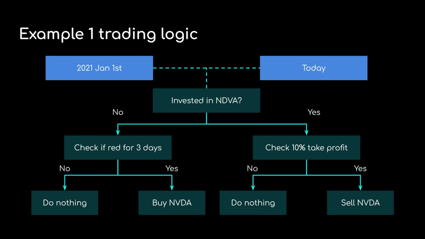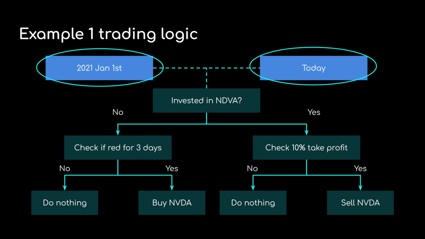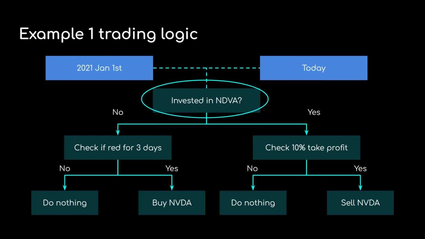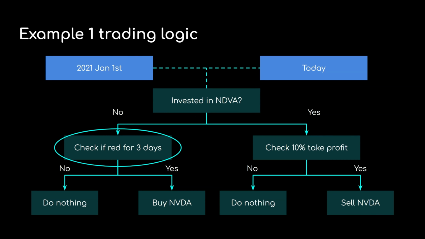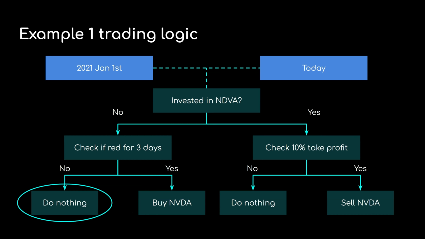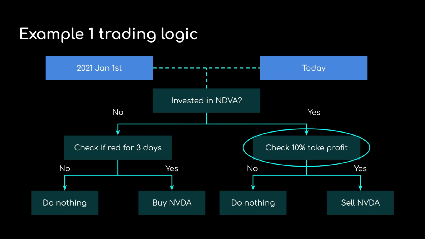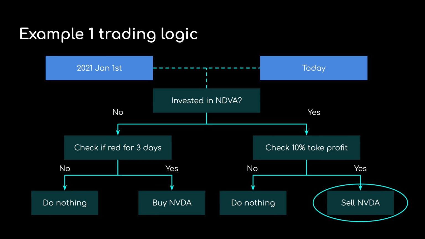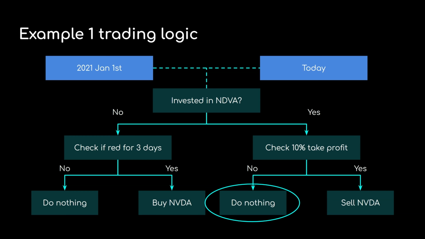Before we run a backtest, let me first explain what this trading bot does. It runs a backtest from the 1st of January 2021 till the day that the backtest is executed. For every day throughout the backtest duration, it checks if it's invested in NVIDIA. If it's not invested, it checks if there's been 3 consecutive daily red candlesticks. If so, it buys NVIDIA with all of its cash available. If not, it does nothing. If, on the other hand, it is invested in NVIDIA, it's going to check for a 10% take profit. If the 10% take profit is there, it's going to sell all of its NVIDIA holdings. If not, it's going to do nothing.